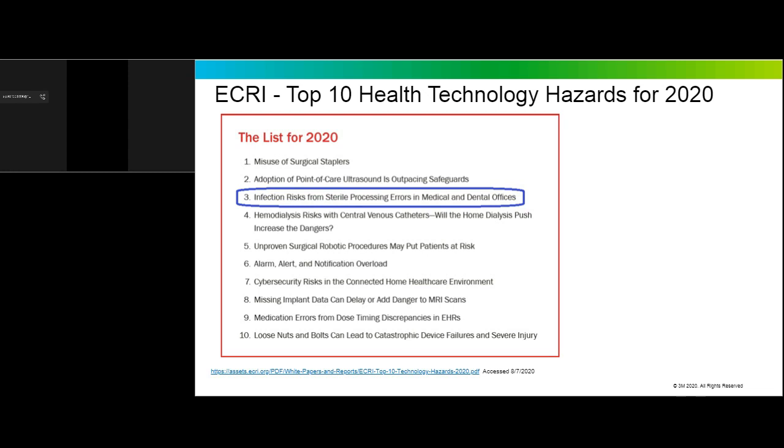So for those of you part of large systems, probably not an issue. For those of you who work in a smaller clinic setting, how do you make sure that you've got that oversight and that somebody is assessing competency? Just something to think about.